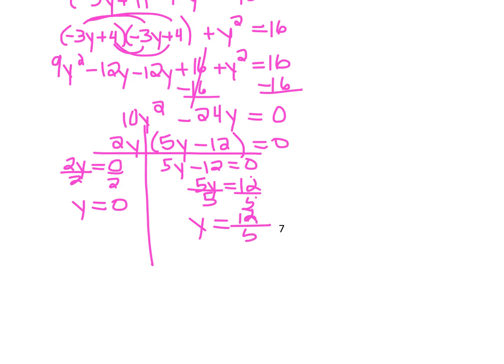Now, these are the y values, so when we go to write our coordinate, that 0 comes first, and that 12/5 comes second. Those are our y coordinates. Now we need to figure out what x values correspond with them.